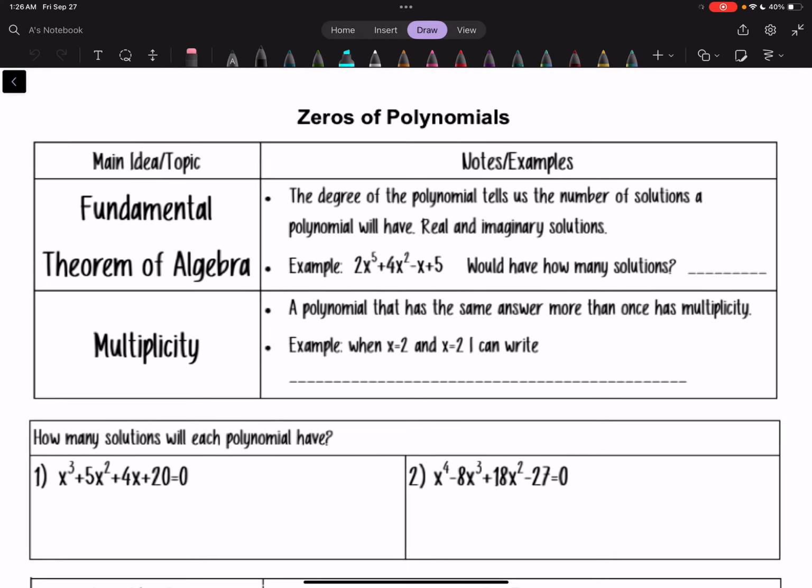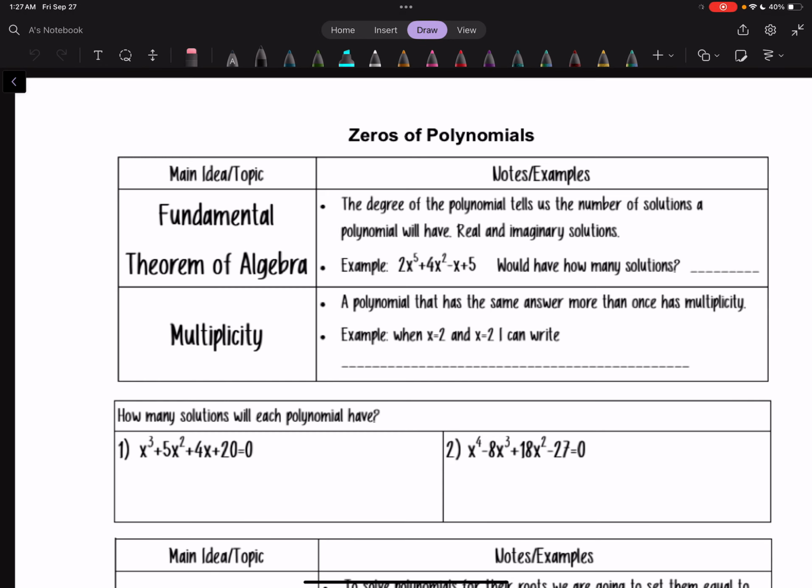Good morning. Today's lesson is going to be zeros of polynomials. Now, what we're going to start with is going to be the easiest thing we have done probably in your entire math life, and that is the fundamental theorem of algebra. And what this tells us is if we look at the degree of any expression or any equation, the highest degree, that is how many solutions or how many zeros it will have.